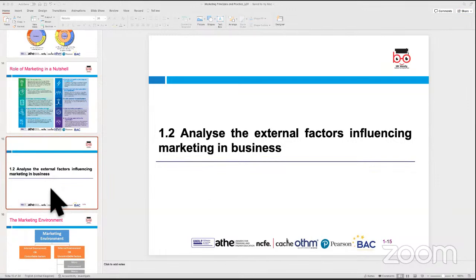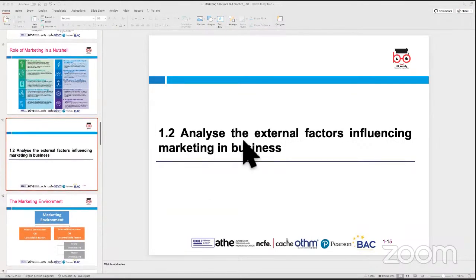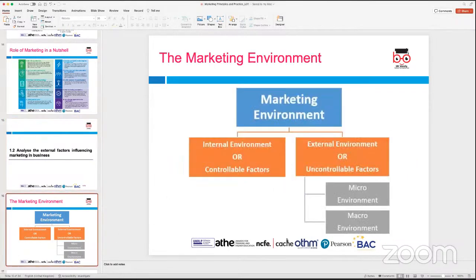Okay. Let's look at the second assessment criteria quickly, which is analyze external factors influencing marketing and process. Now, what are these factors? There are two kinds of factors that we look at, internal and external. Internal, very simple, are factors which the company can control. They are within your control.